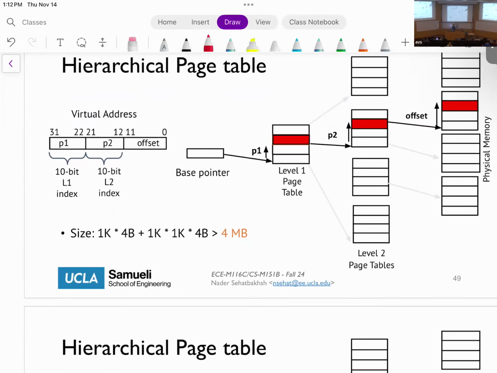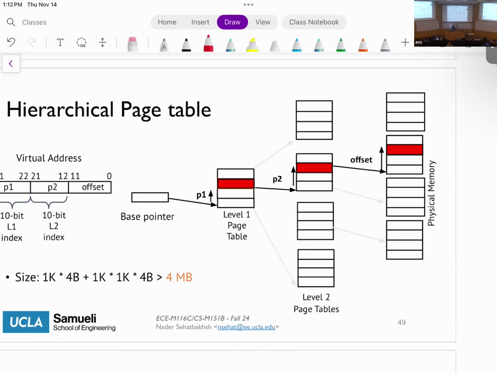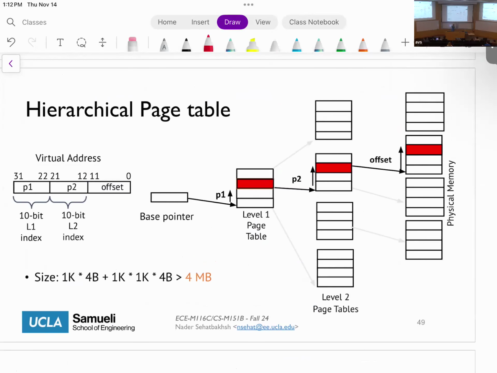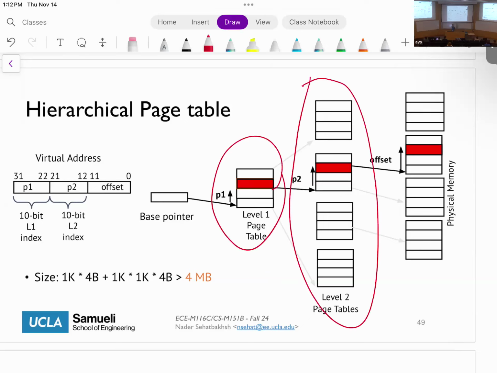First of all, let's see how big this is. If you plug in the numbers, you will see that this plus this is actually going to be more than 4 megabytes, because this one is the same as your original page table, but now you are adding multiple of these into your system. If you plug in the numbers, I'm going to let you do it.